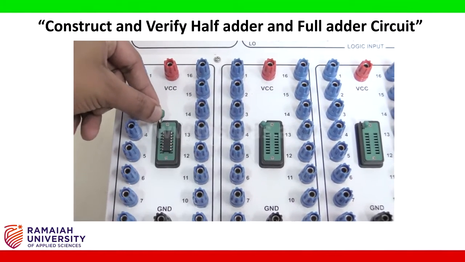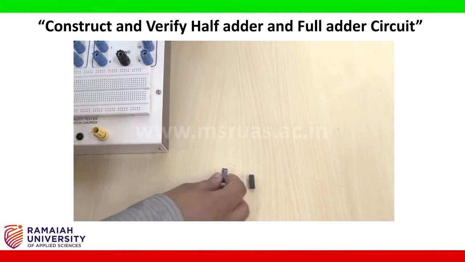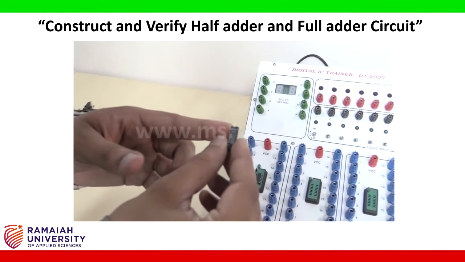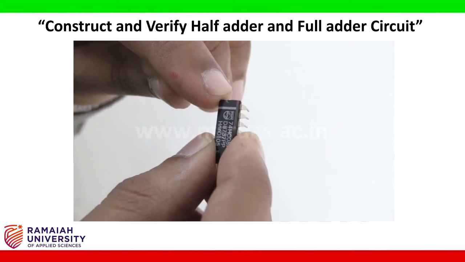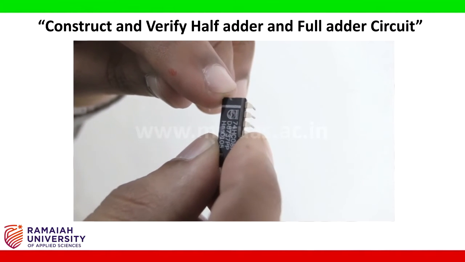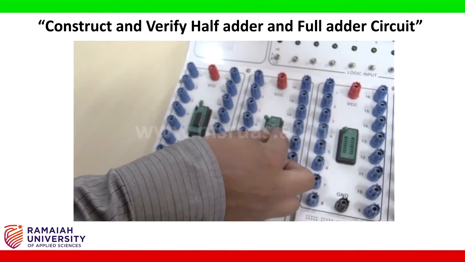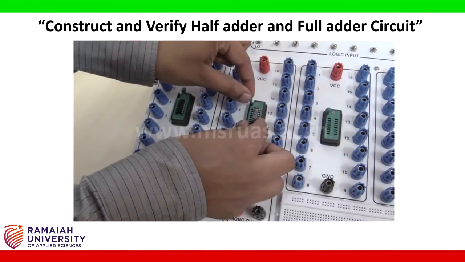and close the lever. Now we will take the 7408 IC and make sure while placing the IC into the IC base, the notch of this IC should be in the upward direction, and place this IC into the IC base and close the lever.